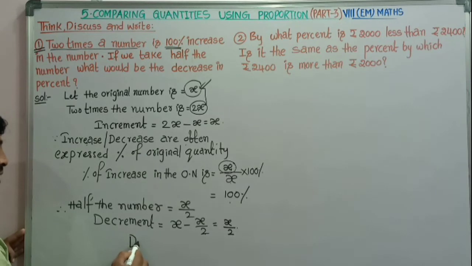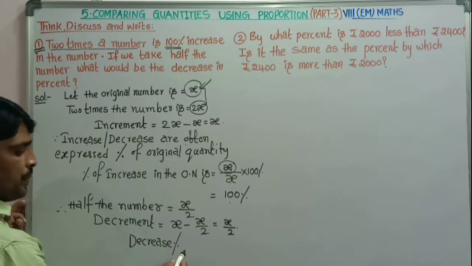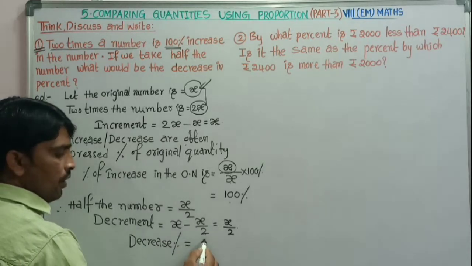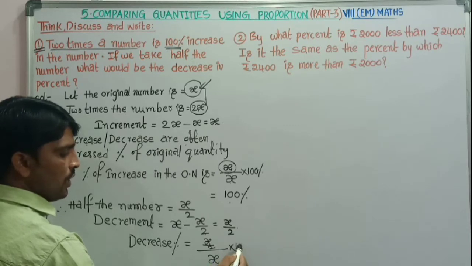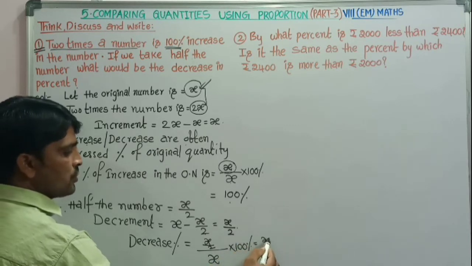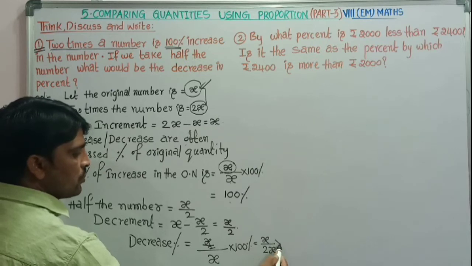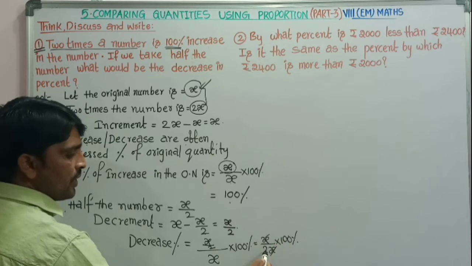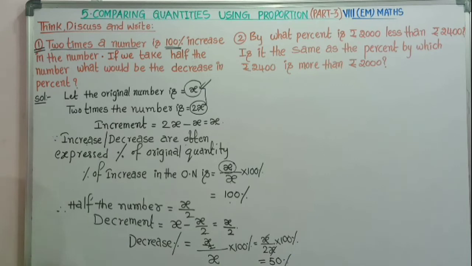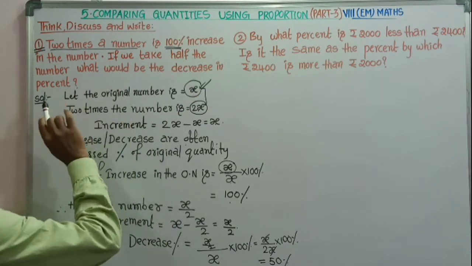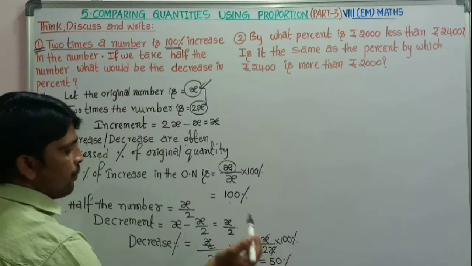So the decrement or decrease percent is equal to the decrement x by 2 over the original number x, into 100%, which is x by 2x into 100%. x gets cancelled. 100% over 2 is equal to 50%. Yes, the decrease percent is 50%. So if we take half the number, the decrease percent is 50%.